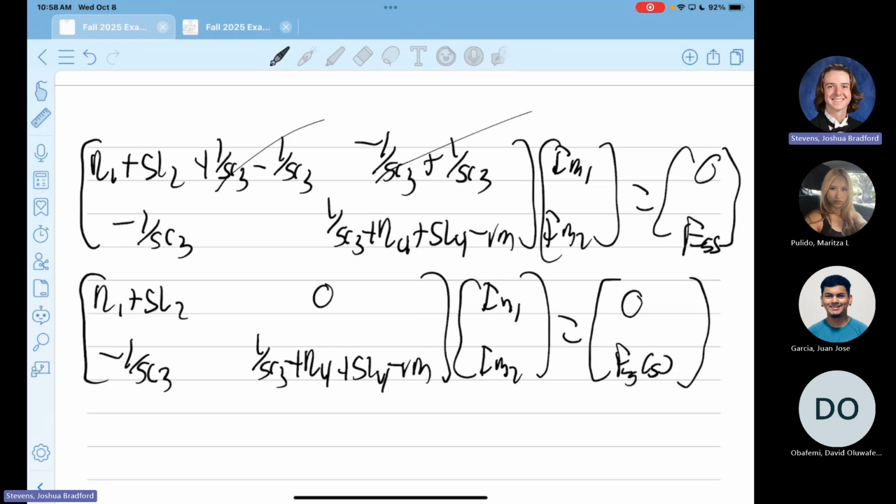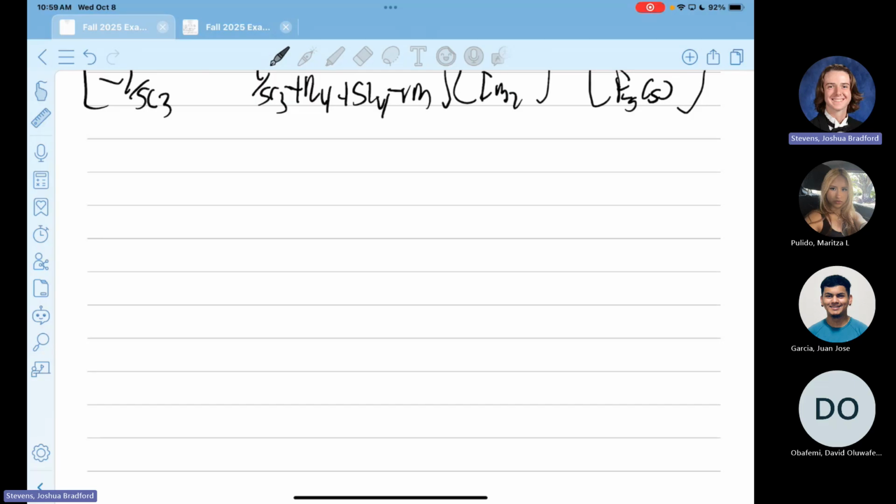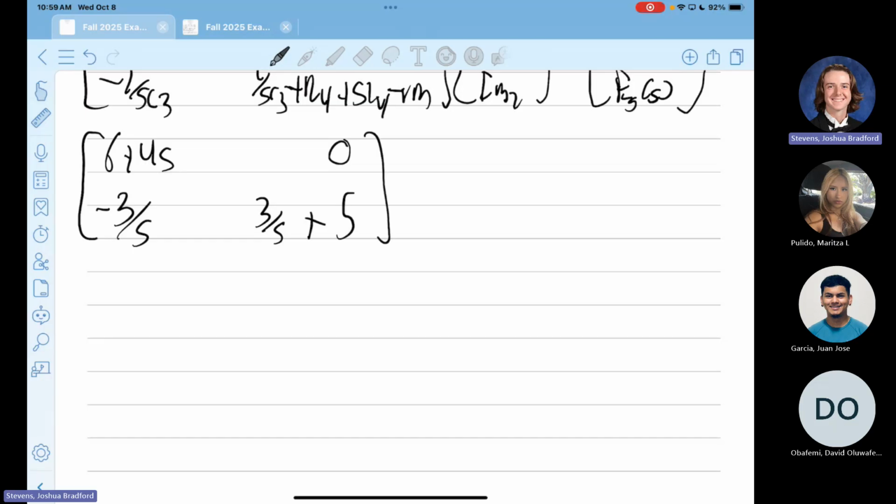In this case, R1 is 6 ohms, L2 is 4 henries, C3 is 1 over 3 farads, and R4 is 2 ohms. I didn't scroll up. I can if y'all want, but those are the values. So when I plug those in, I get 6 plus 4S, 0 minus 3 over S, 3 over S plus 5. There we go.